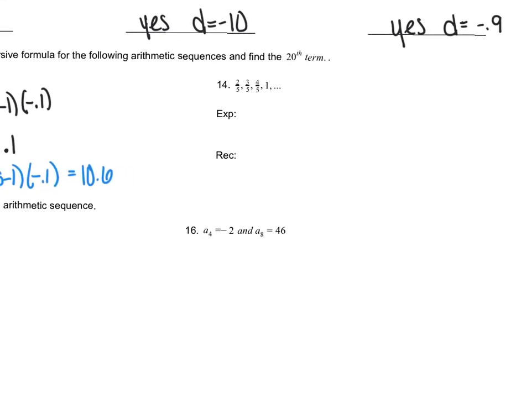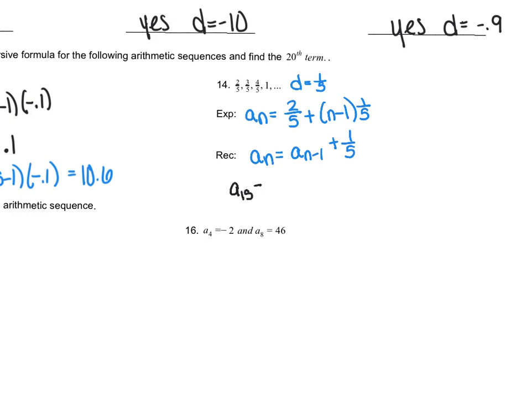For our next one, our common difference is 1/5. So D equals 1/5. Our explicit formula, a sub n equals my first term plus n minus 1 times D. My recursive formula is a sub n equals my previous term plus D. So for finding the 15th term, a sub 15 equals my first term plus 15 minus 1 times 1/5. So that's going to be 2/5 plus 14/5, so that's 16/5.